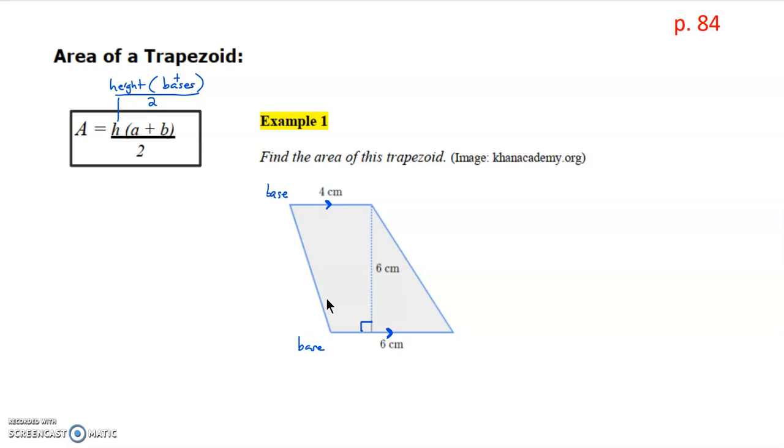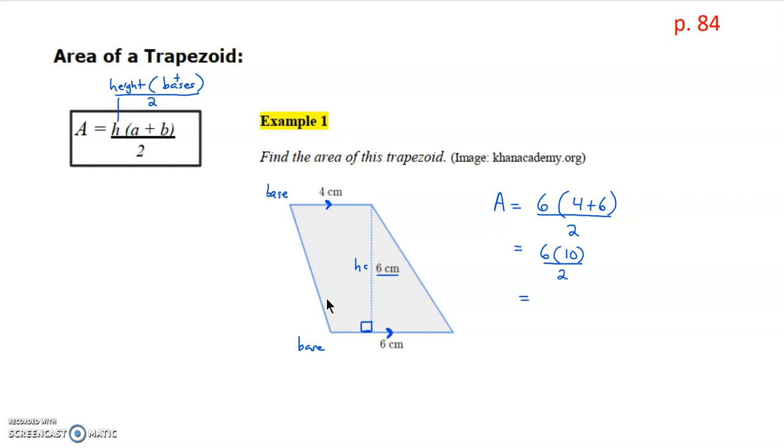And we can see that the height has to be shown to us from the right angle upwards. So our height is 6 centimeters. So once we know this, we can start to figure out the formula. So the area is the height, which is 6, multiplied to the 2 bases added together, 4 plus 6, all divided by 2. So first we're going to do the brackets.